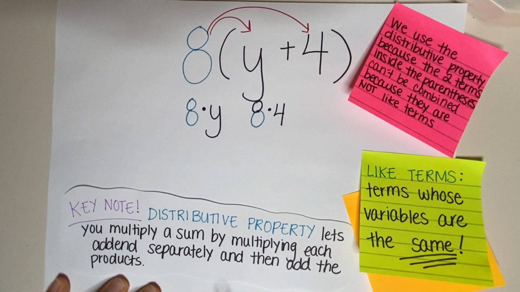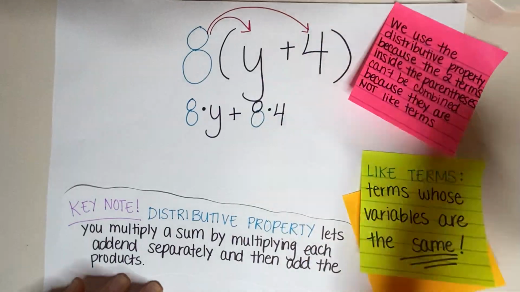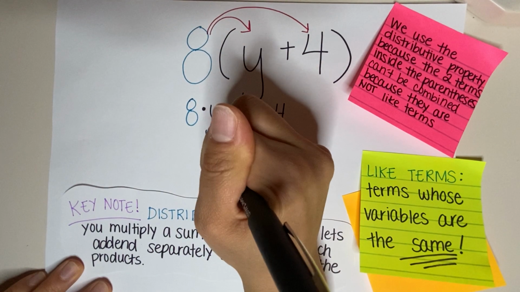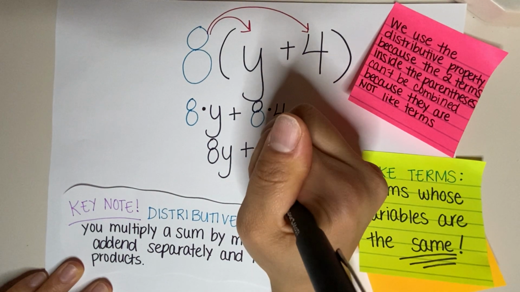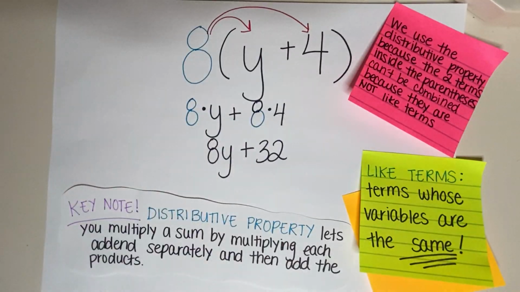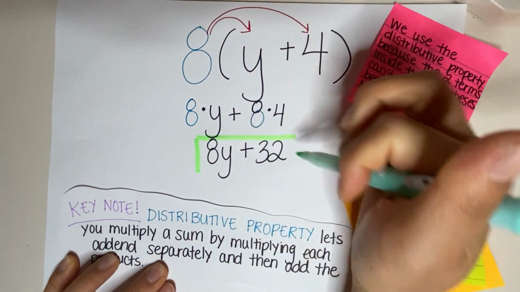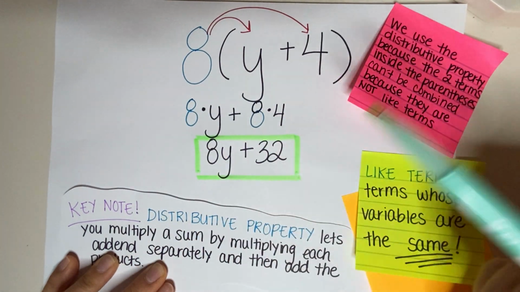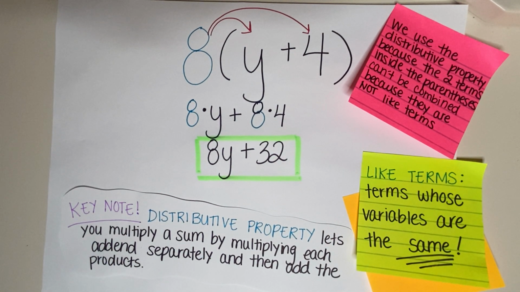And it says you then add the product. So I add these together. Okay? Well, 8 times y is just 8y plus 8 times 4, that's 32. So we just simplified this into this expression of 8y plus 32 using the distributive property.